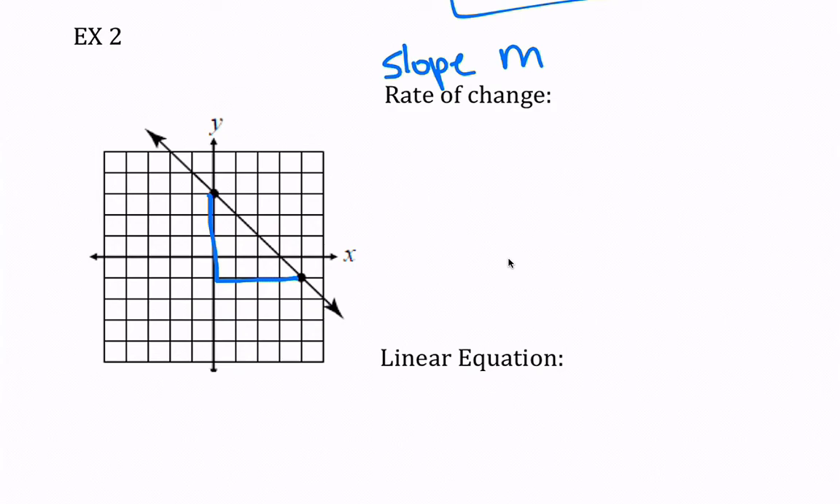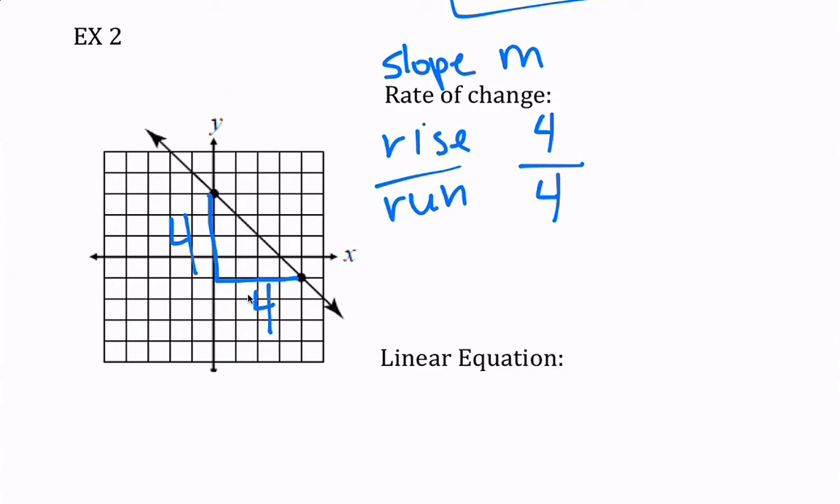And we have to do rise over run. So let's count. Notice since there are no numbers, we're assuming each box is 1. So let's count. It rises 1, 2, 3, 4 boxes. And it runs 1, 2, 3, 4 boxes. So rise, it rose 4. Over run, it ran 4.